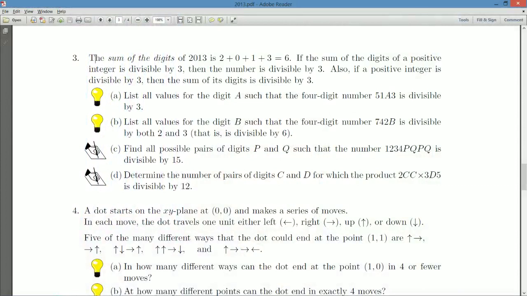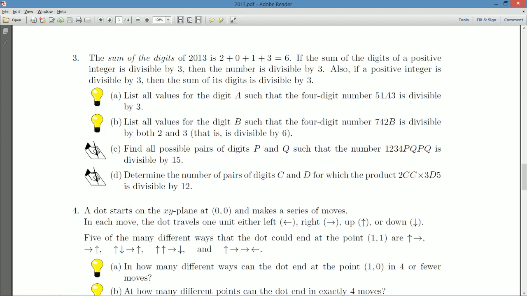Alright, so number 3. The sum of the digits of 2013 is 2 plus 0 plus 1 plus 3 equals 6. If the sum of the digits of a positive integer is divisible by 3, then the number is divisible by 3. Also, if a positive integer is divisible by 3, then the sum of its digits is divisible by 3. So, you're divisible by 3 if and only if the sum of your digits is divisible by 3. This is a divisibility rule.